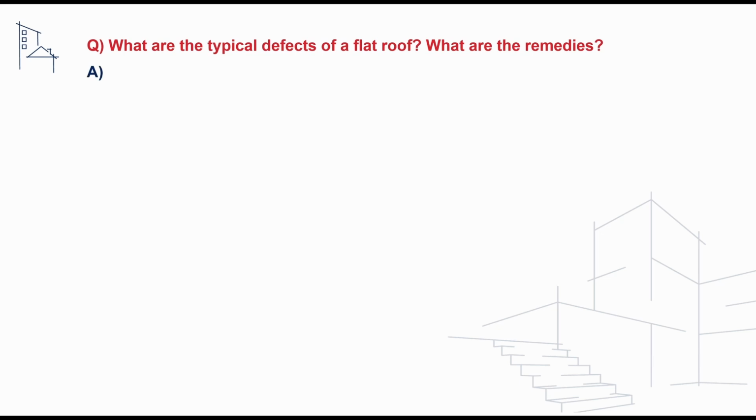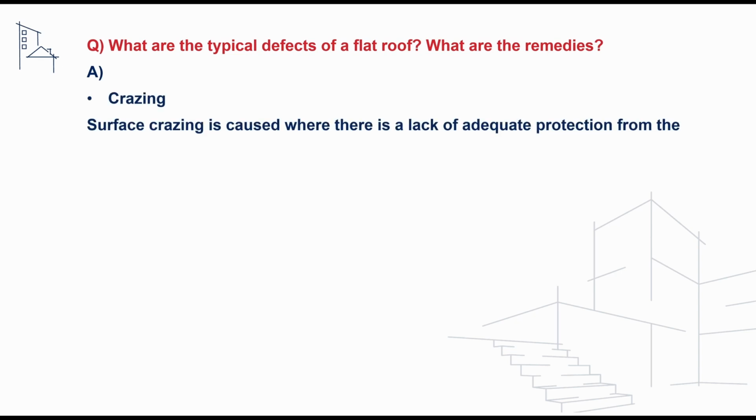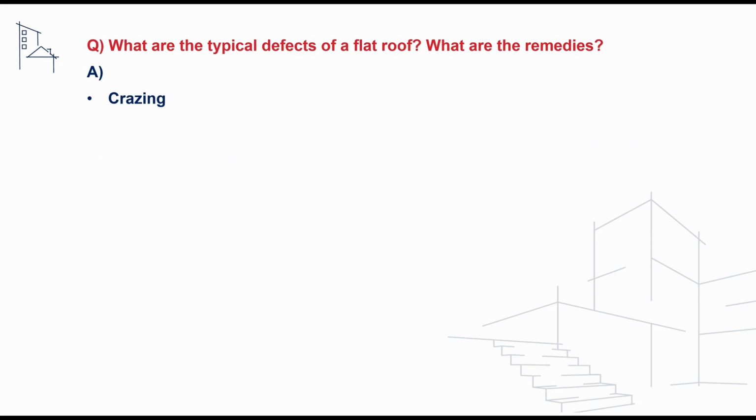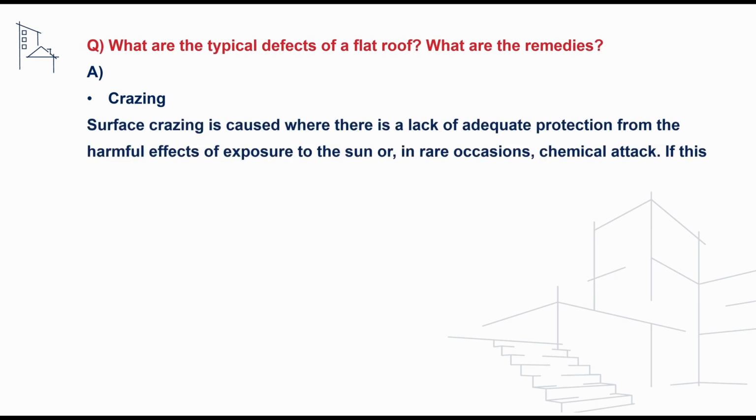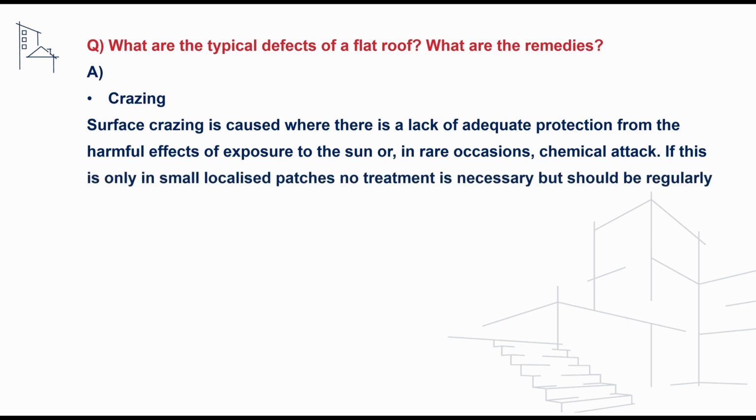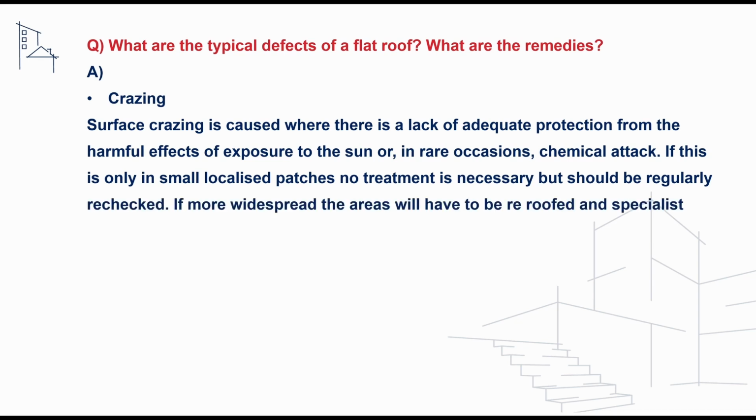And to address this question, first of all we can mention a typical defect with a flat roof is crazing. And surface crazing is caused where there is a lack of adequate protection from the harmful effects of exposure to the sun, or in rare conditions a chemical attack. If this is only in a small localized patch, then no treatment is necessary but should be regularly rechecked. However, if it's more widespread, the areas will have to be re-roofed and specialist protection introduced.